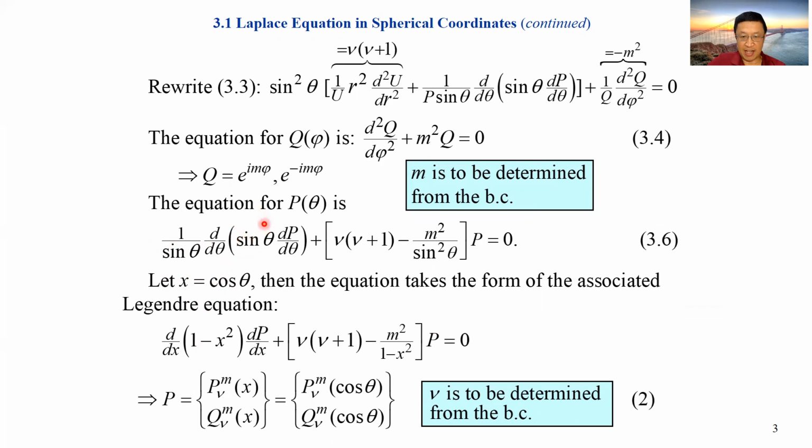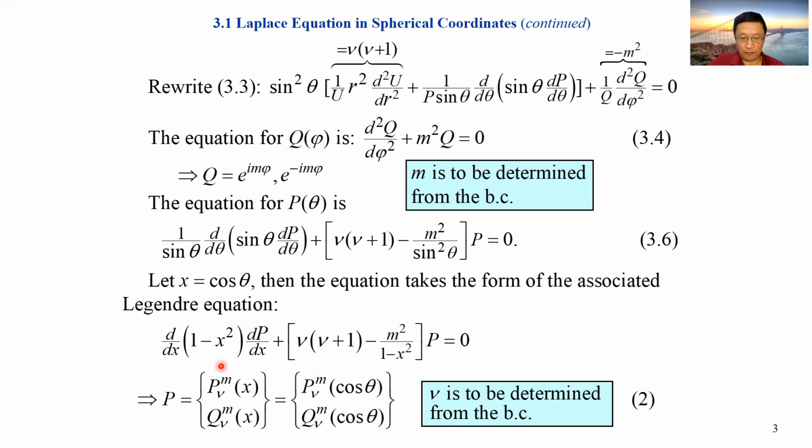And remember, this is sine squared. Sine theta d theta becomes minus dx. Minus dx. Okay? Minus cancels. Sine theta squared becomes 1 minus cosine theta squared. So it becomes these terms. And here we have 1 minus x squared. Okay, this part is the same. P. This equation is called the associated Legendre equation.